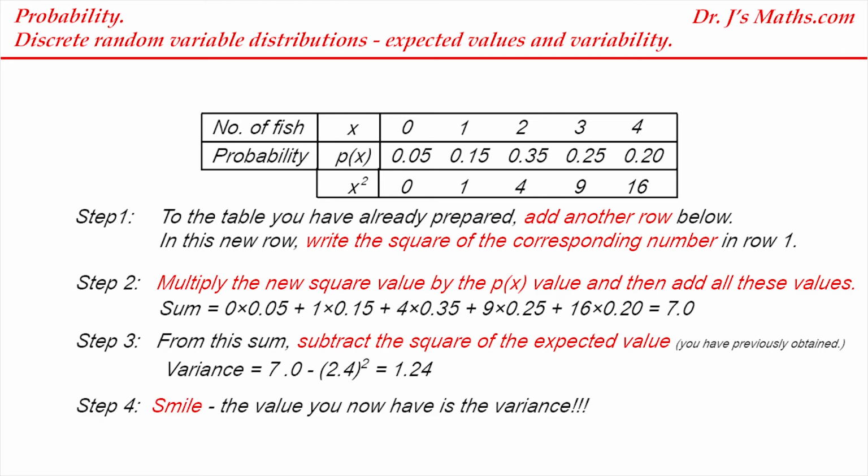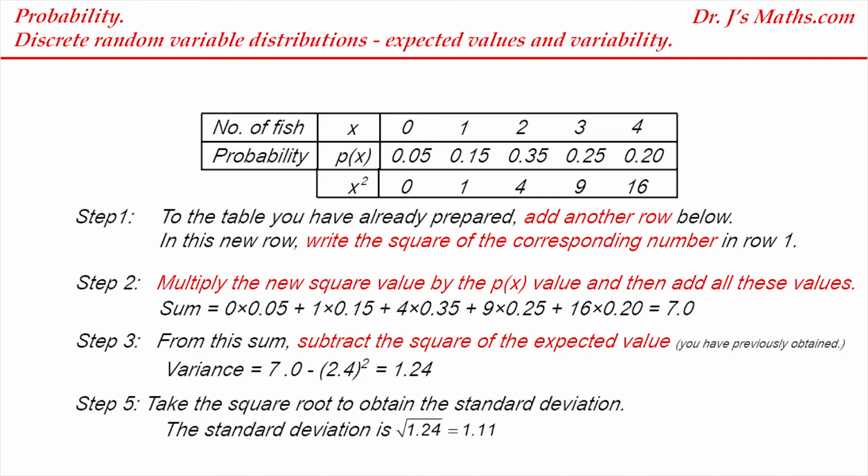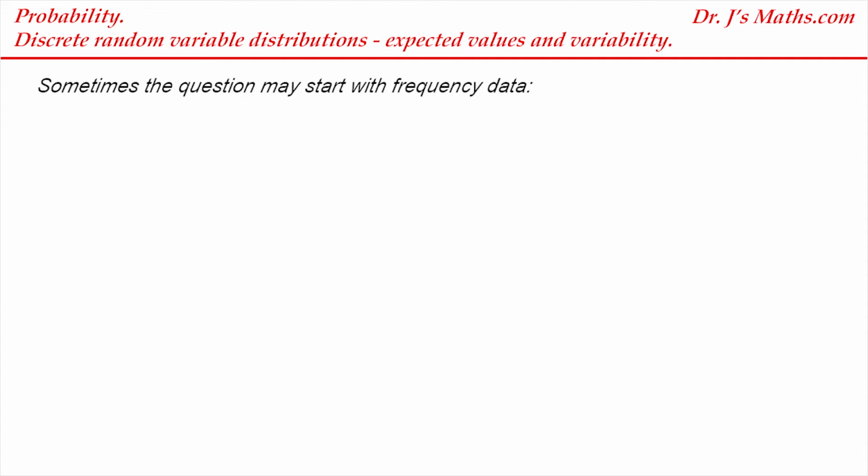So now our job is to smile, because that value we've just calculated is the variance. Now step 5, take the square root of the number we've just calculated to obtain the standard deviation. So the square root of 1.24 is 1.11, and that's our standard deviation value.